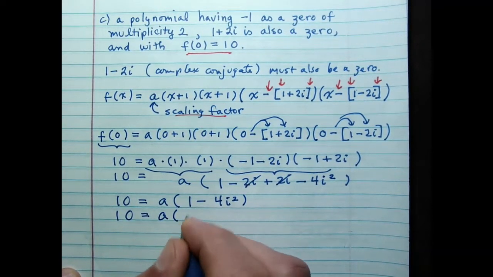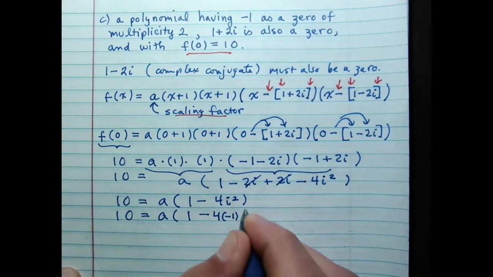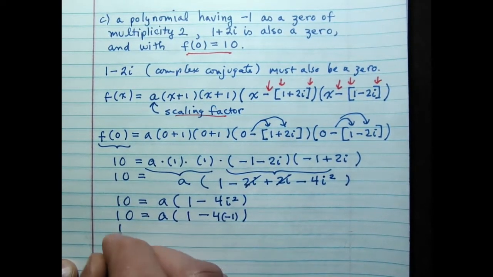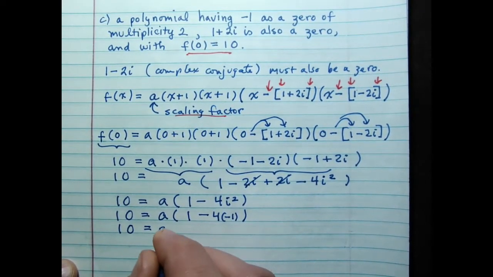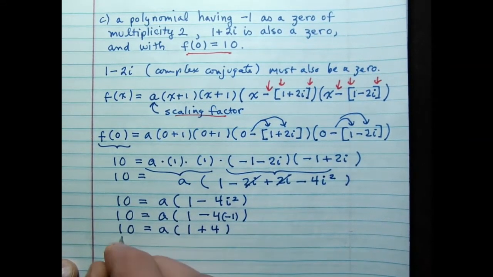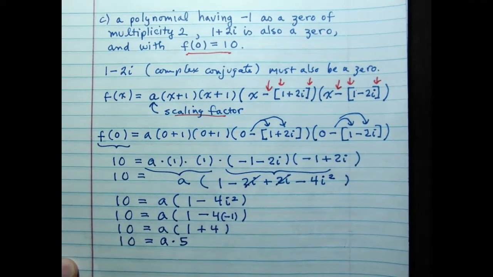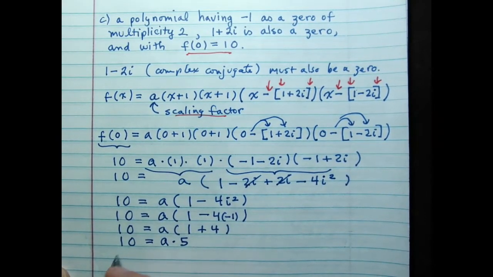10 equals a times 1 minus 4, that's times a -1. There's that i squared. So I actually have 10 equals a times 1 plus 4. Or 10 is equal to a times 5 after all that. Divide both sides by 5. 2 is equal to a. And I've got my a constant.